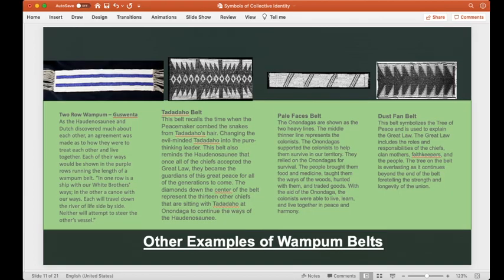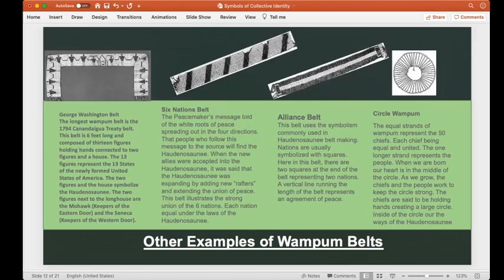Here you can go through this if you want on your own. These are just more common examples of wampum belts. And so I have their names, I have an image, and I have a little description. So you can read up on them. I find it fascinating. That's all we're going to talk about for this video. There's going to be another video, and it's going to talk about modern day. Please watch that next.